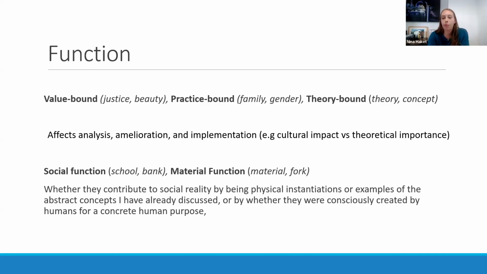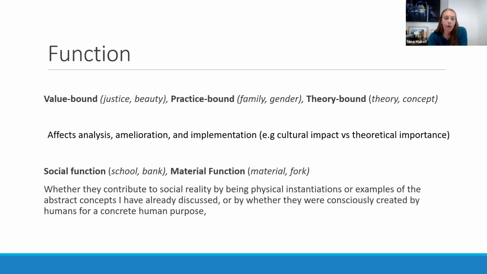So words such as justice, beauty, happiness, love. Practice-bound words, on the other hand, are closely tied to practical activities, behaviors, or rituals, guided by social norms, cultural practices, or personal habits. So these are words such as family, gender, woman. Finally, theory-bound words have theoretical or intellectual significance. They represent ideas, principles, and constructs foundational to academic disciplines, scientific theories, or philosophical frameworks. And these include words such as theory, concept, abstraction, paradigm, things like that.